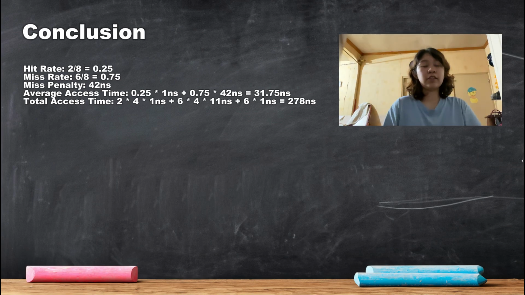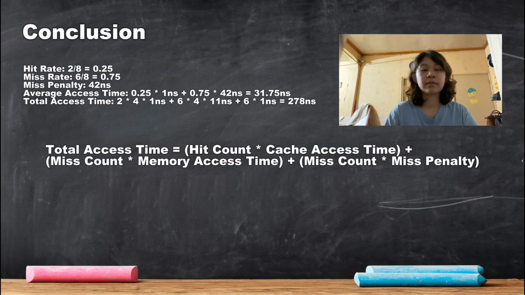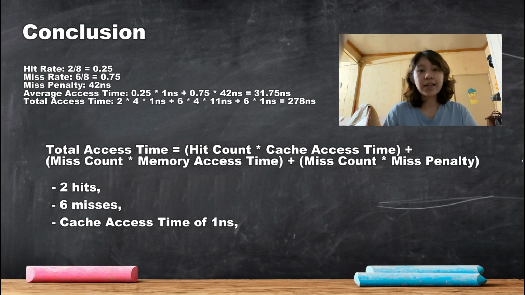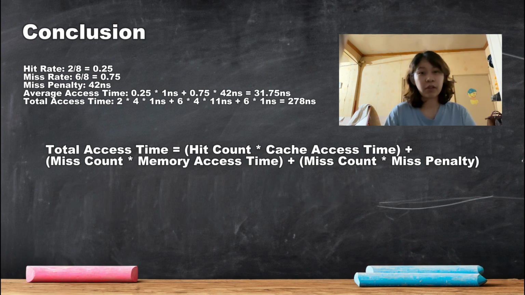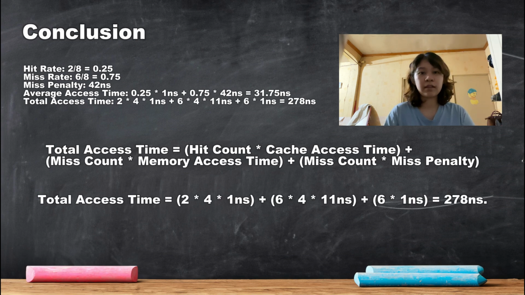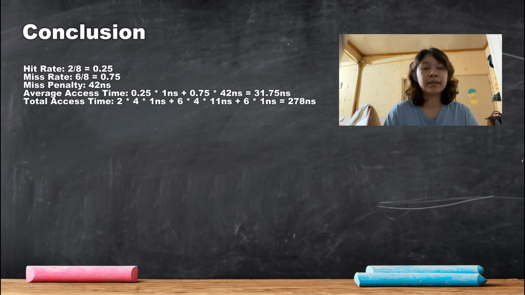Finally, we can calculate the total access time, which is the cumulative time for all memory accesses. Considering both hits and misses, the formula is the following. We are given 2 hits, 6 misses, a cache access time of 1 nanosecond, a memory access time of 11 nanoseconds, and a miss penalty of 42 nanoseconds. So we can calculate it using the following formula. This means the total time spent accessing memory in the system is 278 nanoseconds.